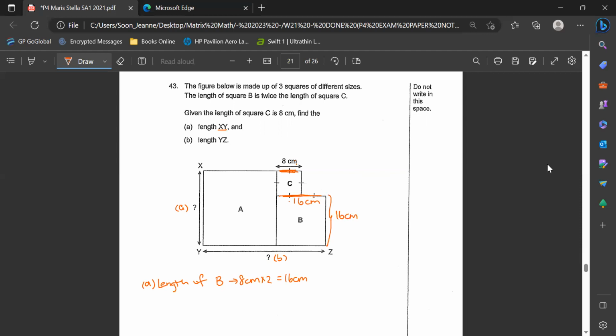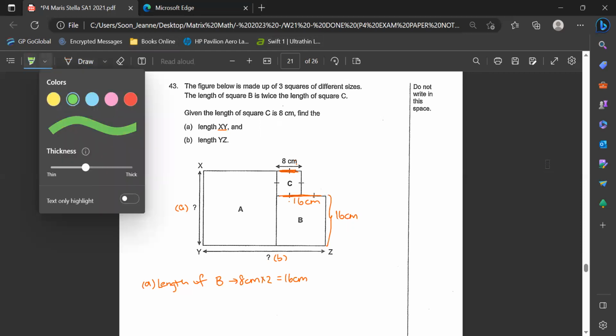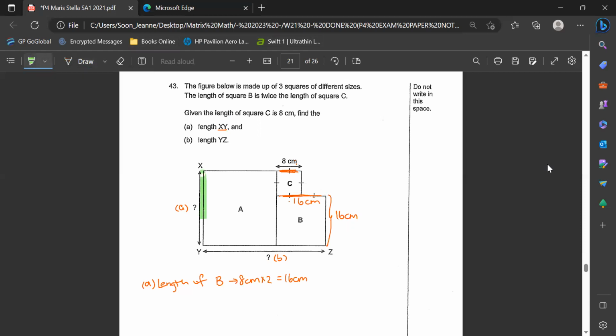So in this case, we actually can find out what is the length of XY, which is this one. So we just have to take this plus this. As you can see, this is also 8 cm. So the length of XY will be 16 cm plus 8 cm. Your answer for A is 24 cm.